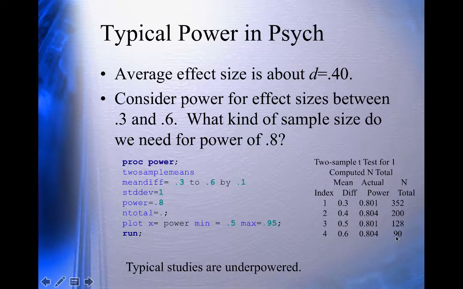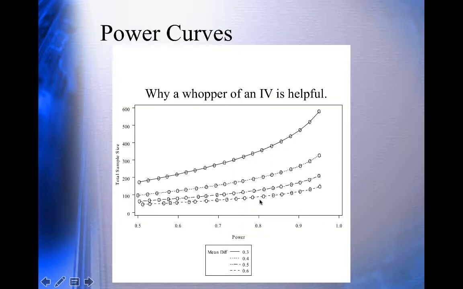If it's 25 people per group, you're not going to have good power even if you have a really big effect size. If it's 50 people per group, you now have adequate power if you have a big effect size of 0.6. So this is the graph that relates the power of the test to the sample size.